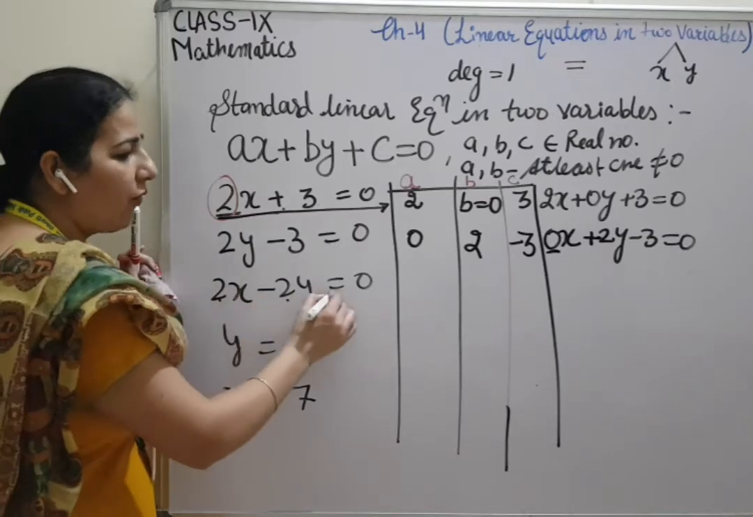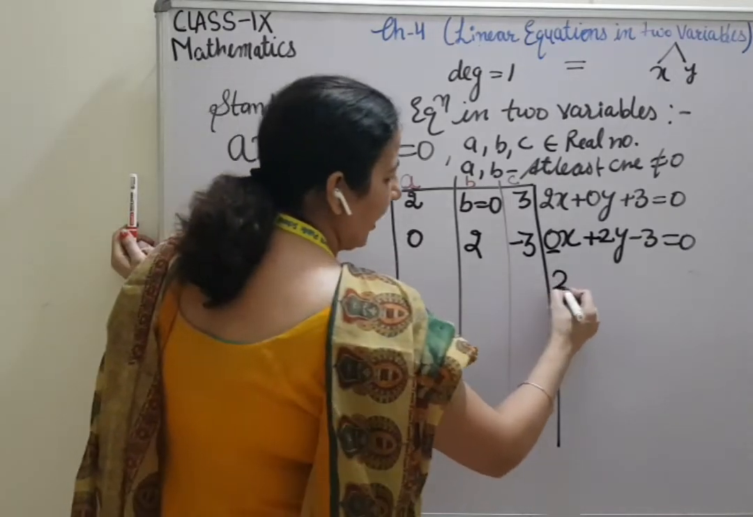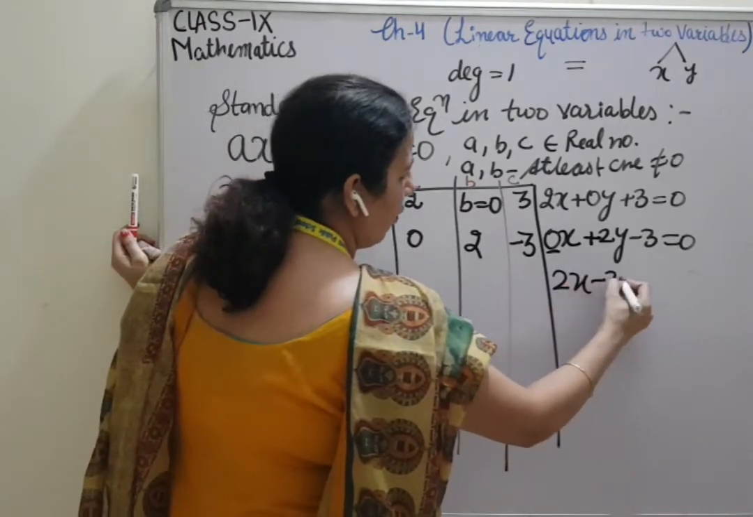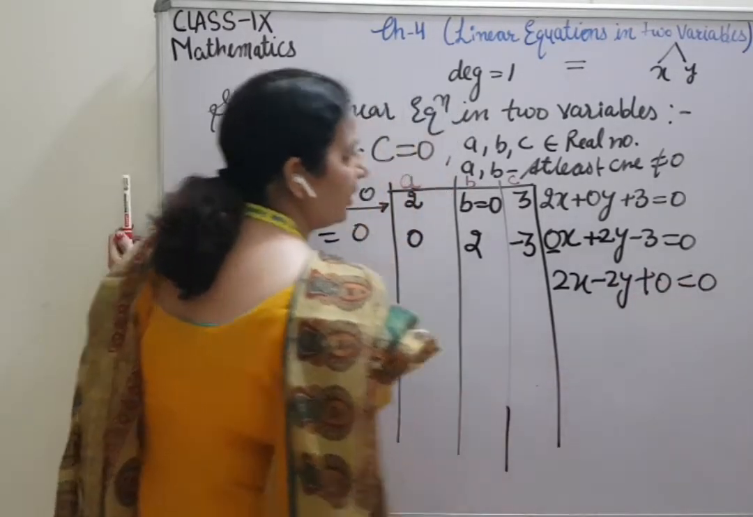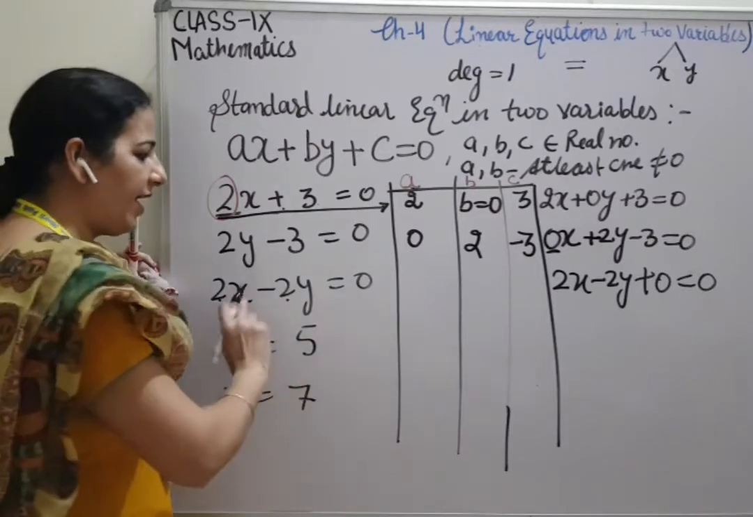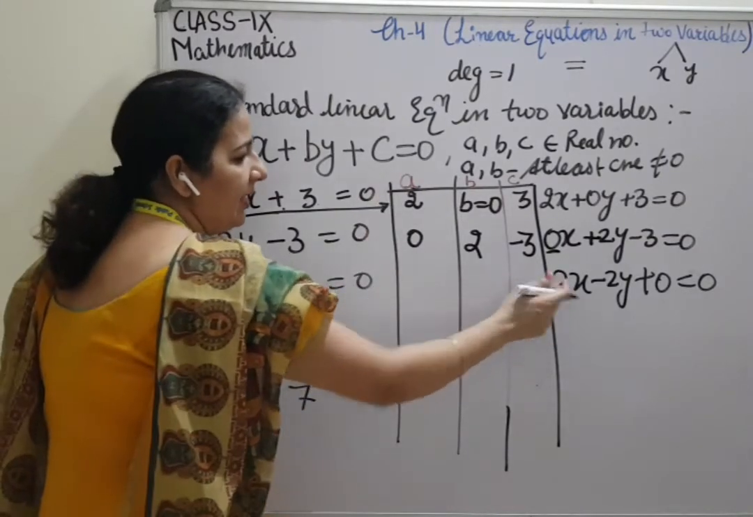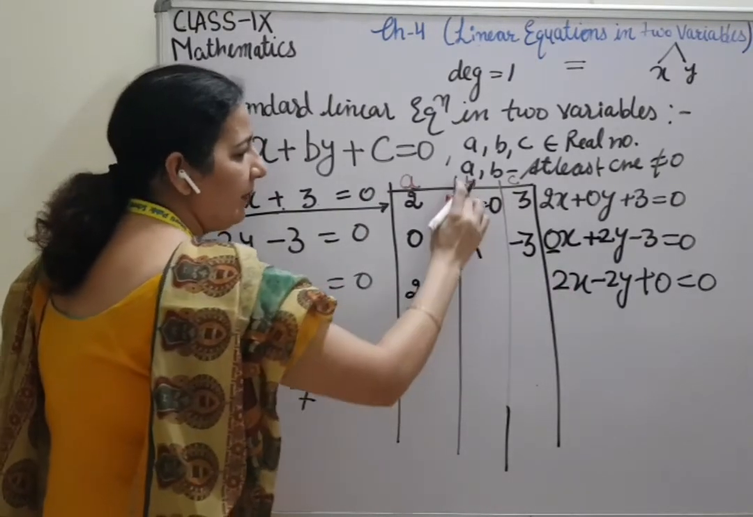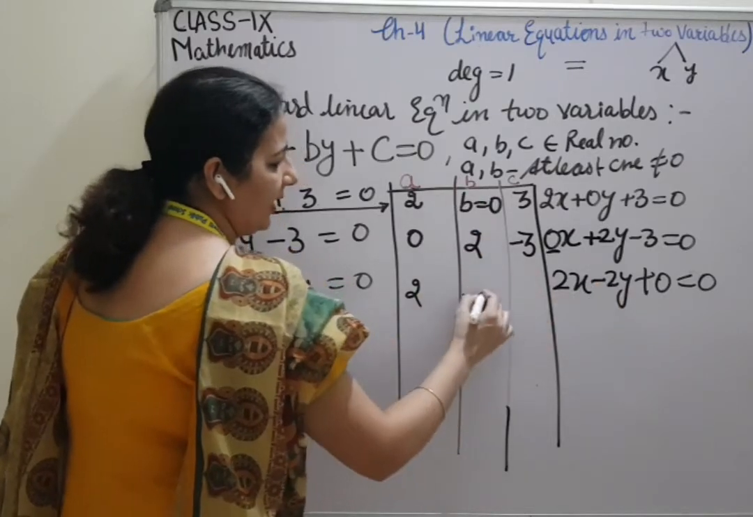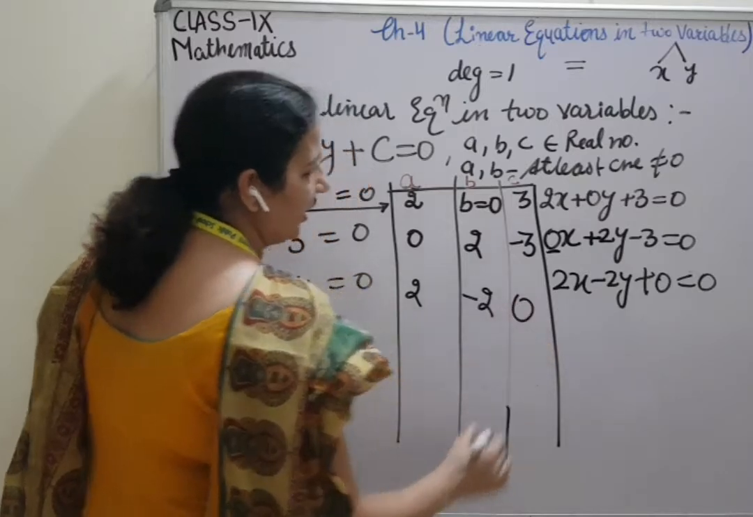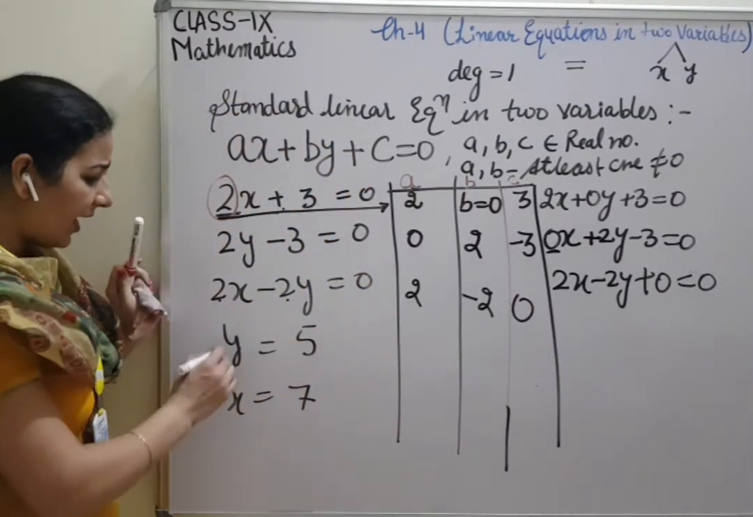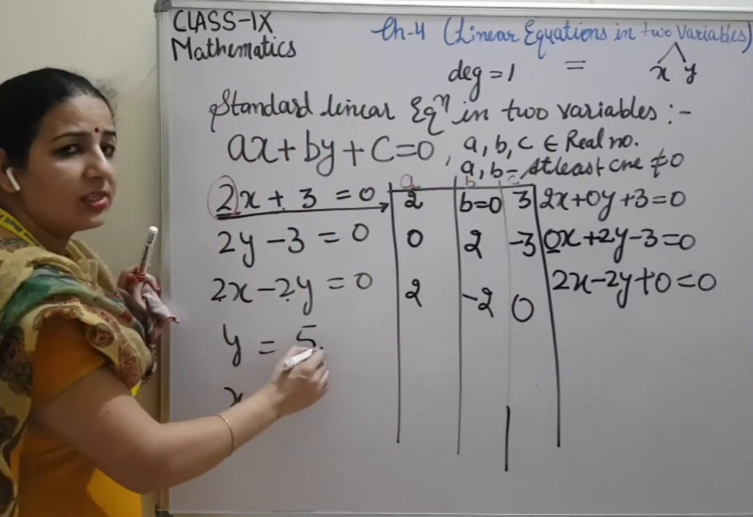2x minus 2y is equal to 0. Again reduce it in the standard form. The constant part is not here. It means it is 0. Now calculate the values of A, B, C. A means coefficient of x. B means coefficient of y. It is minus 2. C means the constant part. Therefore it is 0.